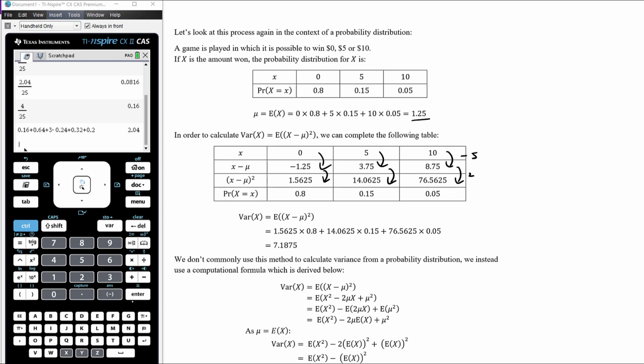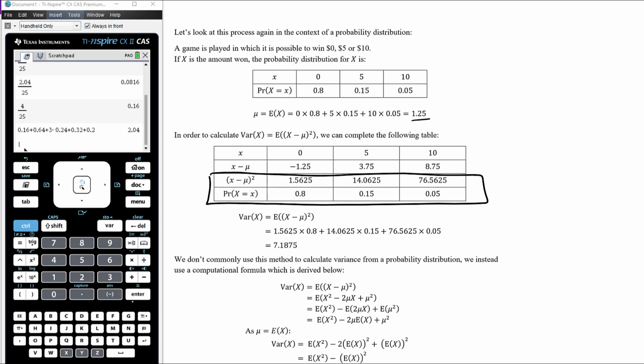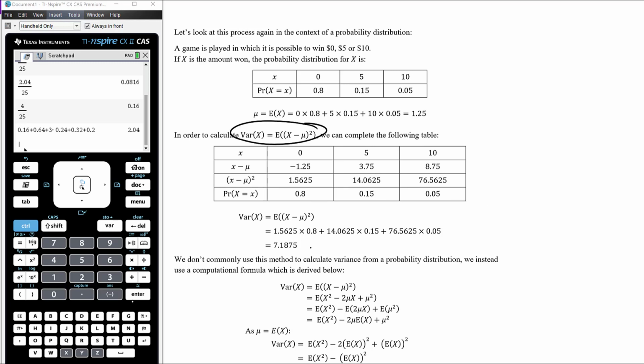And now we've got a distribution that is, if we just look at this bit here, the squared distance from the mean corresponding with the probabilities. And then we want the expected value of that, and so we do the value times the probability plus the value times the probability plus the value times the probability. Okay, so that's what's happening here in this row, and we find that we get a variance of 7.1875. Now, we actually don't tend to use this formula for finding variance, though having an understanding that that's what you're finding when you're finding variance is important.